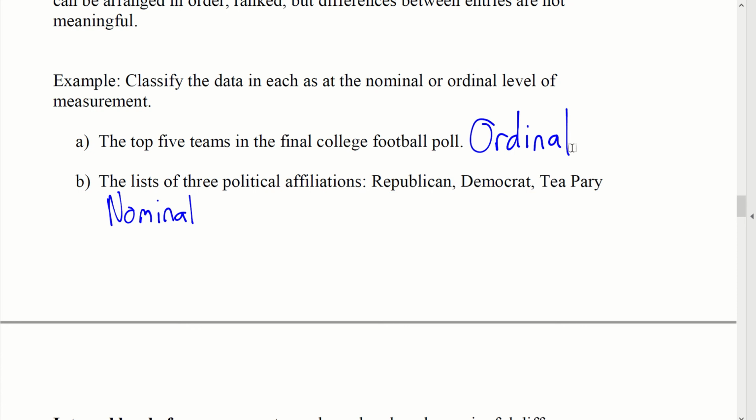If we had a list of 3 political party affiliations, Republican, Democrat, and Tea Party, this would be the nominal level of data. Again, these are qualitative descriptors, and there's no way to rank them in any meaningful way that describes any relationships between them other than just labels, so that makes that the nominal level of data.